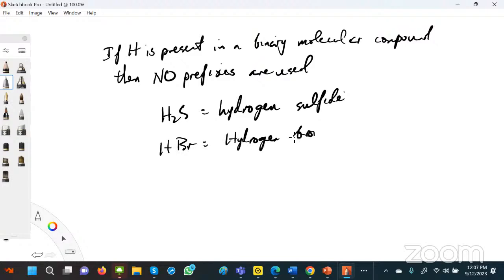Or if you're given HBr, the name of this compound is hydrogen bromide, all right? So if it's a binary molecular compound where one of the 2 elements is hydrogen, then you do not use prefixes for either hydrogen or the other element it's combined with, right? So those are basically the rules that you're going to need to answer the question in part C, especially on page 4 and 5. All right, so those are the rules that you're going to need for those questions.